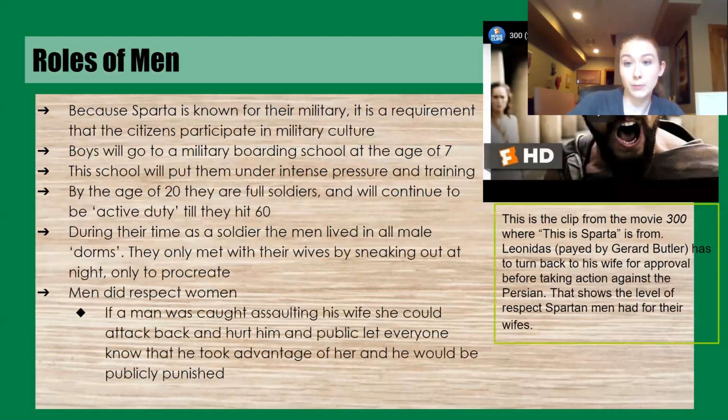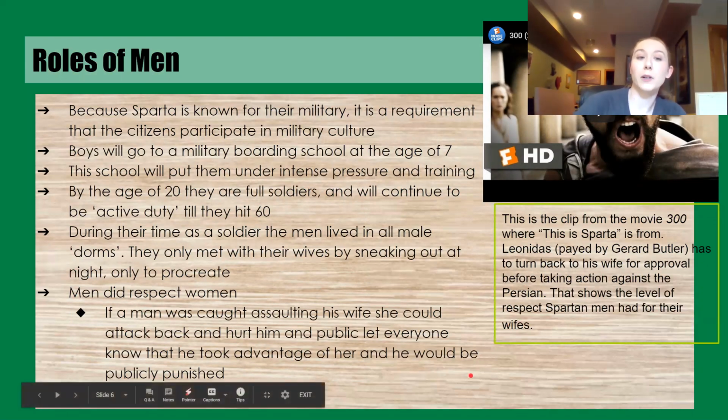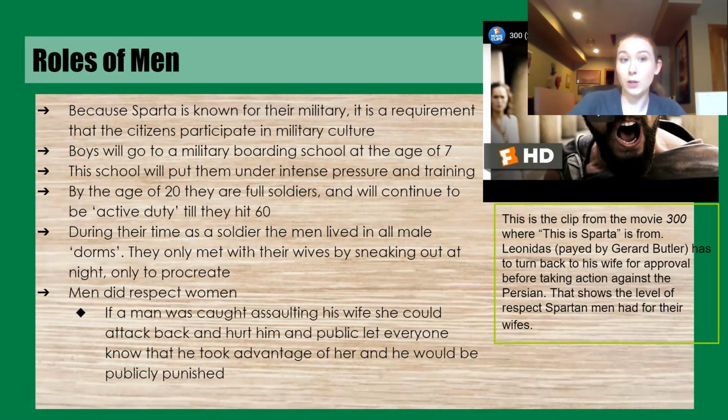So I'm going to move this down here just a little bit. But the roles of Spartan men. Because Sparta is known for their military, it's a requirement that all male citizens are part of the military culture in some way, shape, or form. So for example, boys will go to a military boarding school starting at the age of 7. They will actually leave their homes and go to a school where they will learn how to fight. And we'll talk more about boys in that role when we get there. They will remain at that school to the age of 20.